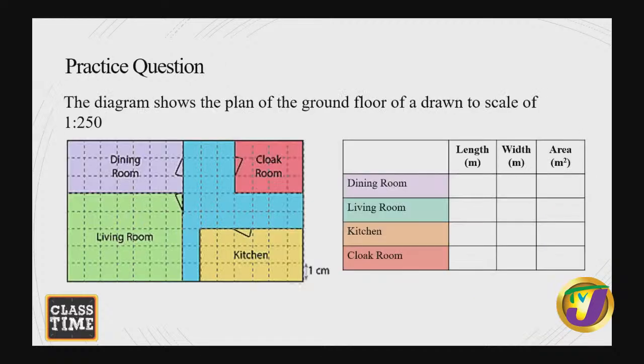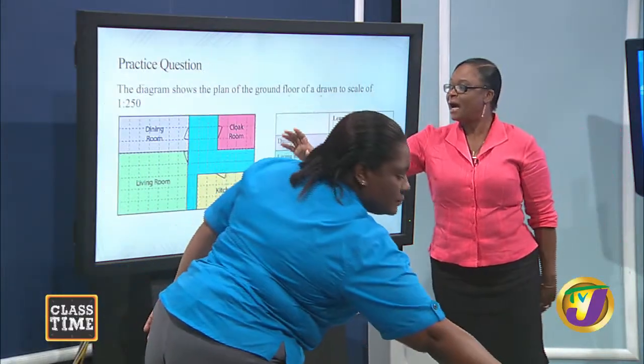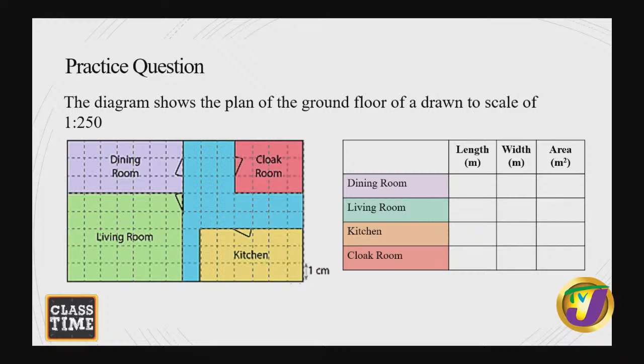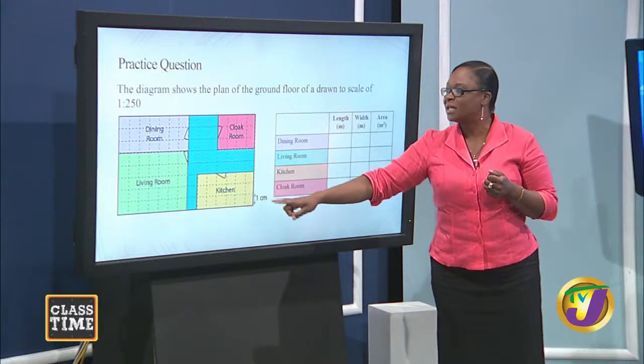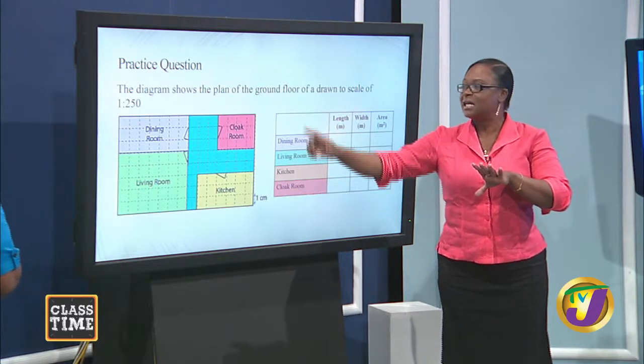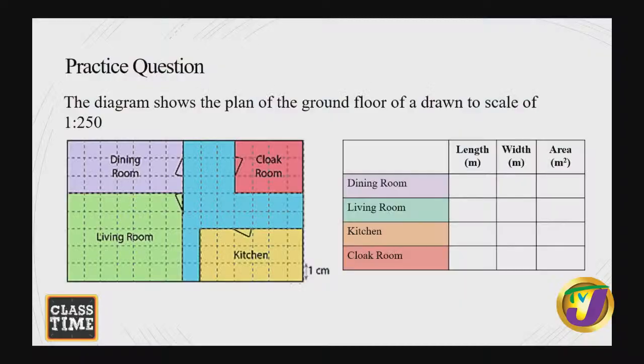Now here we have a practice question. Another practice question, which takes a little bit more for us to solve. Here we have a drawing, a plan of the ground floor of a building, and it has a scale of 1 to 250. Now this scale is a little different. On the plan, the measure of each side of the unit on the grid here is 1 centimeter. So now we understand that it is 1 centimeter to 250 centimeters.